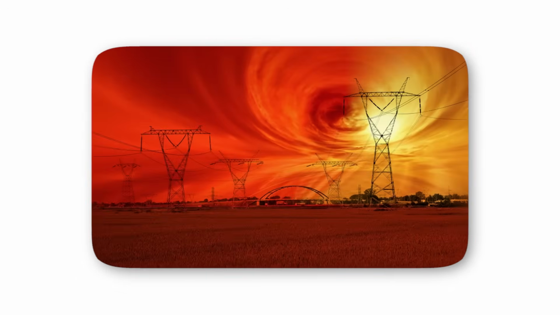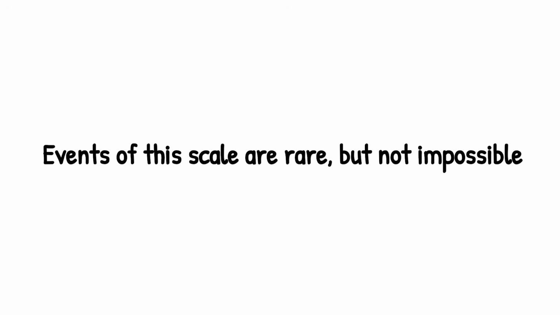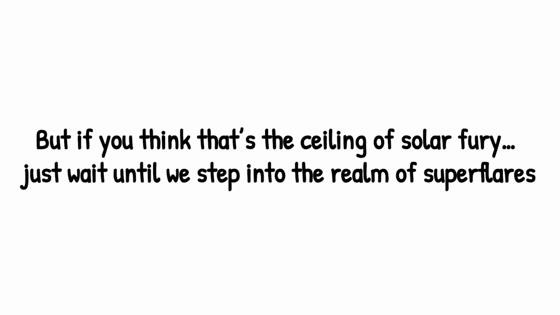The Carrington event is more than a historical curiosity. It's a reminder that the sun is capable of disrupting civilization itself. And the terrifying part? Events of this scale are rare, but not impossible. They've happened before, which means they can, and likely will, happen again. But if you think that's the ceiling of solar fury, just wait until we step into the realm of superflares.